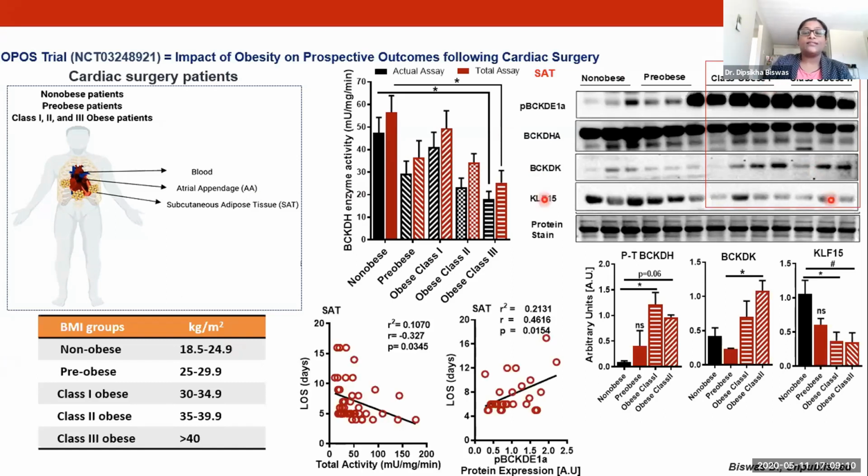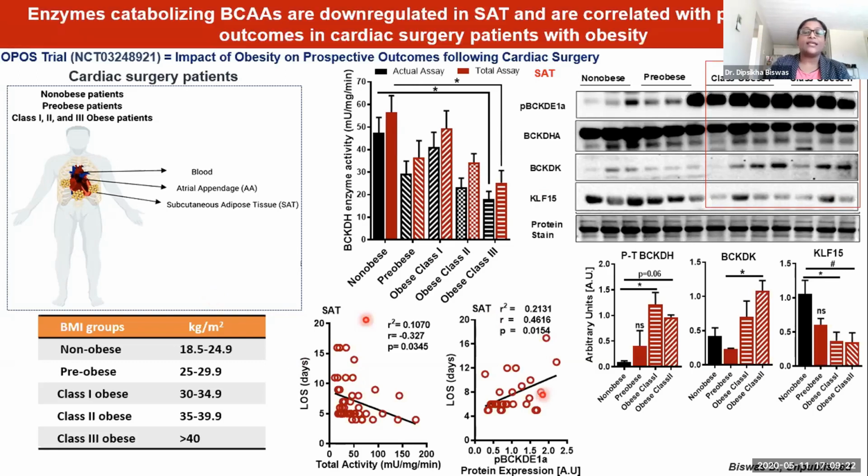Further, we found that this decreased BCAA catabolism within the adipose tissue was positively correlated with increased length of stay in the hospital following surgery in these patients, suggesting that the impaired BCAA catabolic gene expression within the adipose can influence the post-operative outcomes. We next investigated what happens to BCAA catabolism within the atrial appendage.